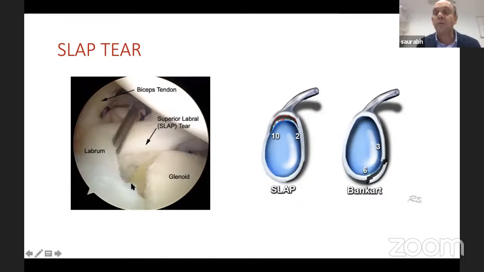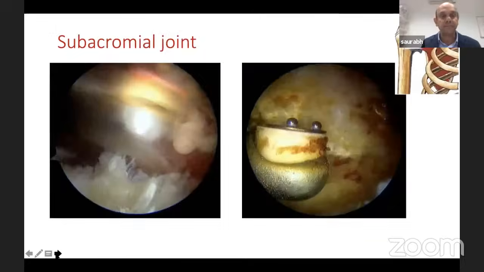So to repair this, you can use your Neviaser portal, Wilmington portals, anterior portals, depending on how big the tear is. And is it extending further posteriorly, or is it coming down anterior, or is it an isolated SLAP tear? So SLAP tears, they extend normally from 10 to 2 o'clock, as you can see here. On the other hand, Bankart tears, which comes with your anterior shoulder dislocation, they extend from 3 to 6 o'clock. So just remember that. And your variants, your anterosuperior labral variants, they extend from 11 o'clock to 3 o'clock. So you need to remember the different sort of positions of variants and for tears.